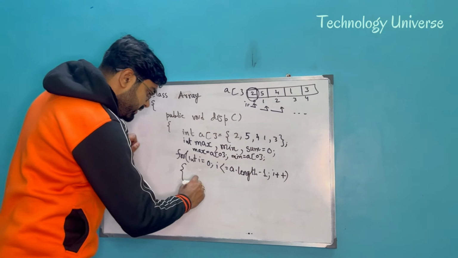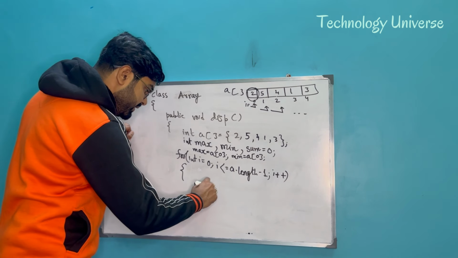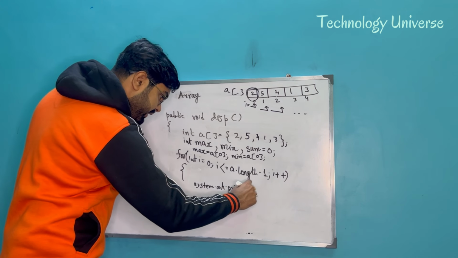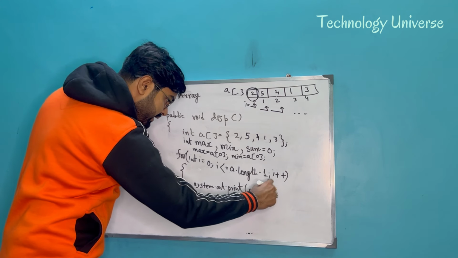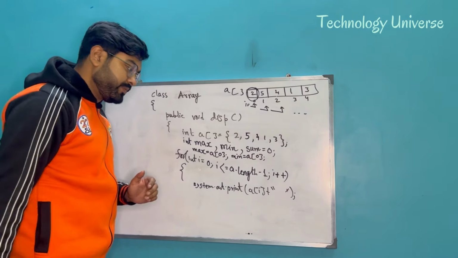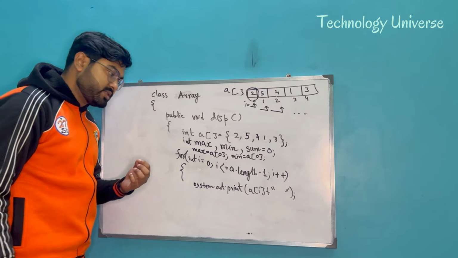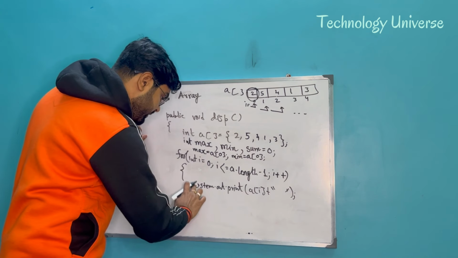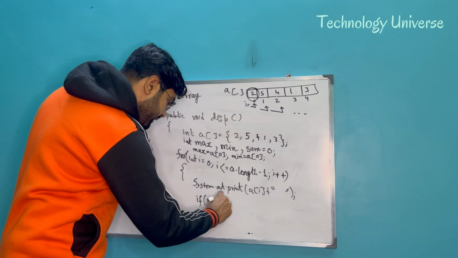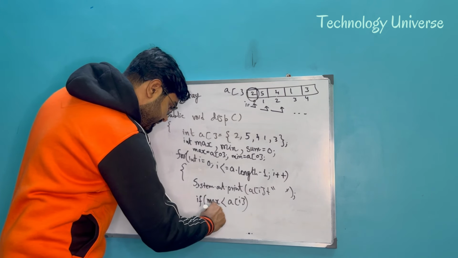Okay, let's first print the numbers. So first we would print the array: System.out.print a of i plus a space. So the numbers would be printed side by side, and inside that loop only I would find out which is the smallest and which is the greatest number. So first, if max is smaller than a of i, then max is equal to a of i.